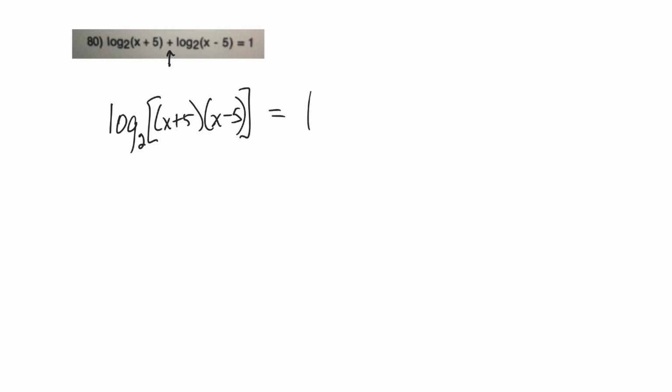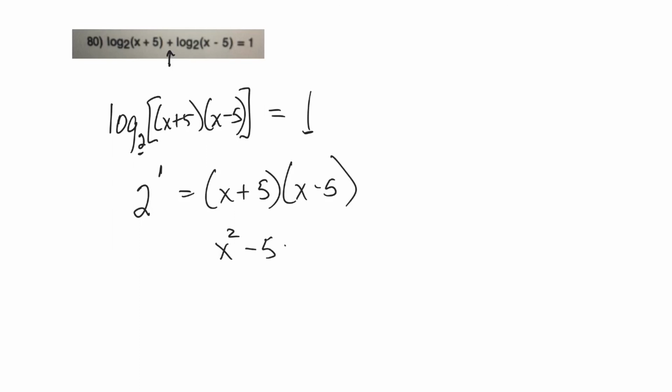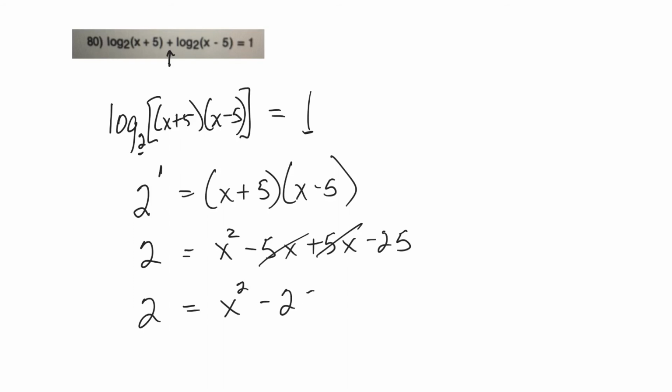So I've squished them. Now that I just have one log on the left side, now I can change the form of this from log form to exponential form. Here's my base. So 2 to the first, that's that, is equal to the stuff I was taking the log of. No more logs. Okay, and now let's FOIL this out. So this would be x squared minus 5x plus 5x minus 25. These cancel. So it'll be x squared minus 25.